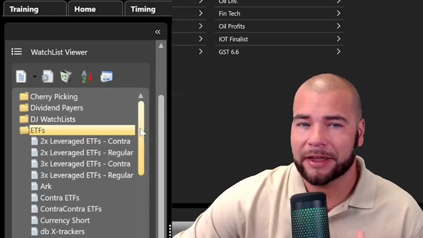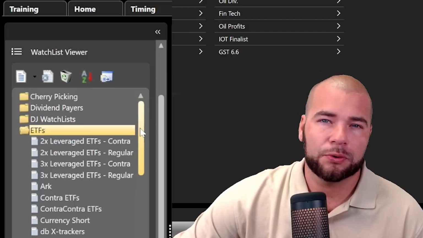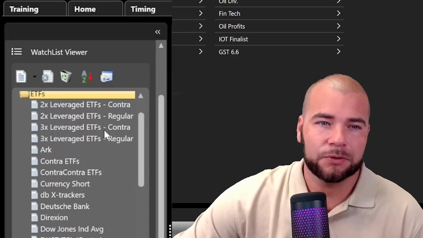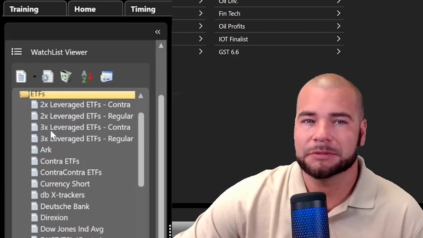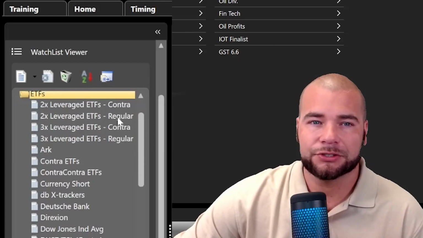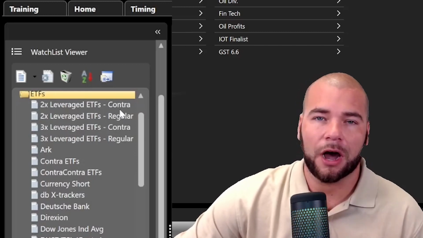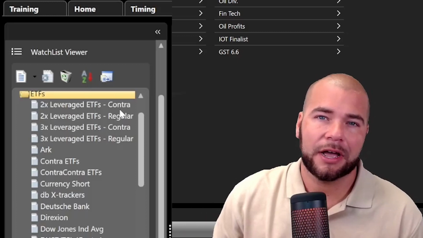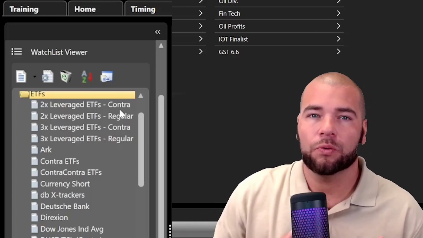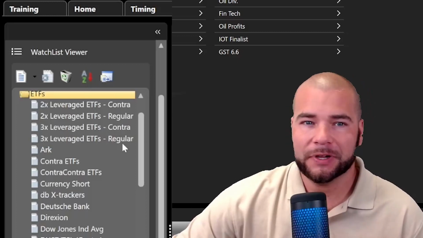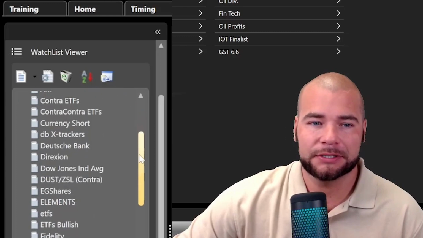This is actually my favorite place to look for them just because they're broken down so easily and nicely for us. You have 2 times or 3 times leverage. That breaks it down from Contra to regular. Again, Contra goes against the underlying asset. Regular will go with the underlying asset. In addition, it does have them broken down by their funds here.